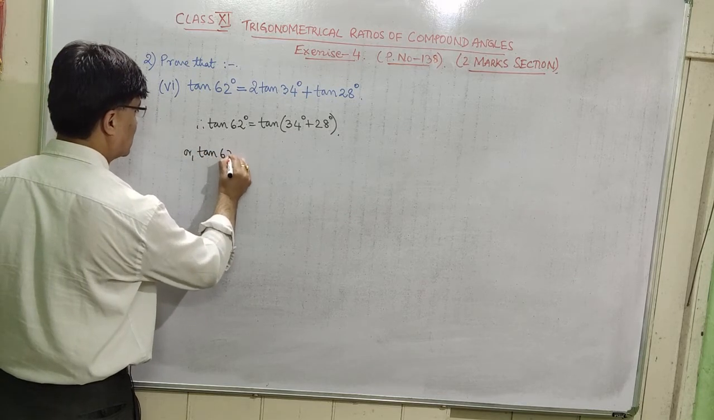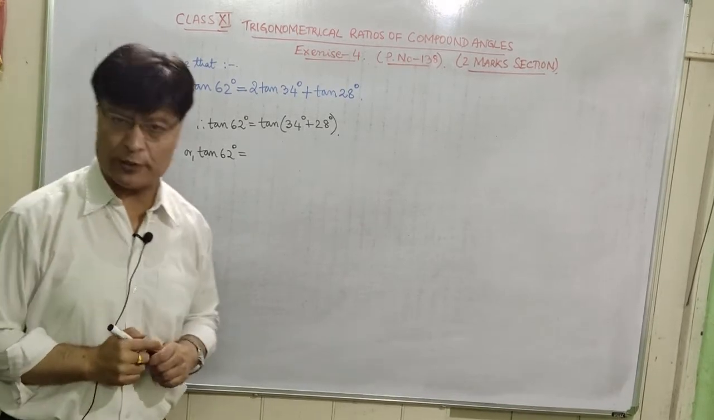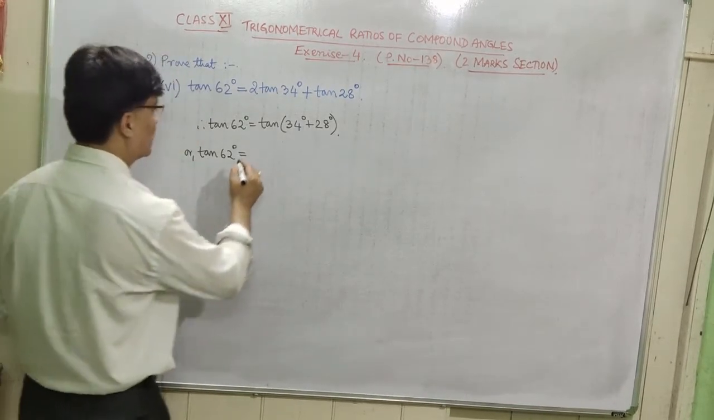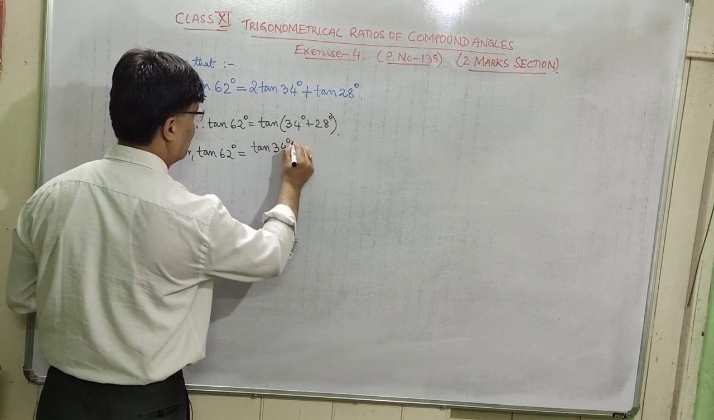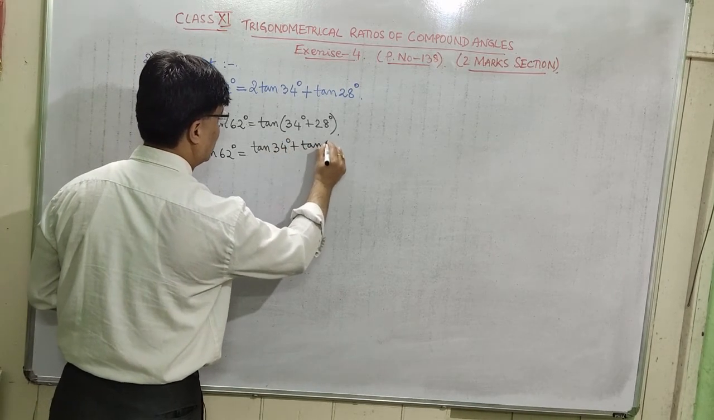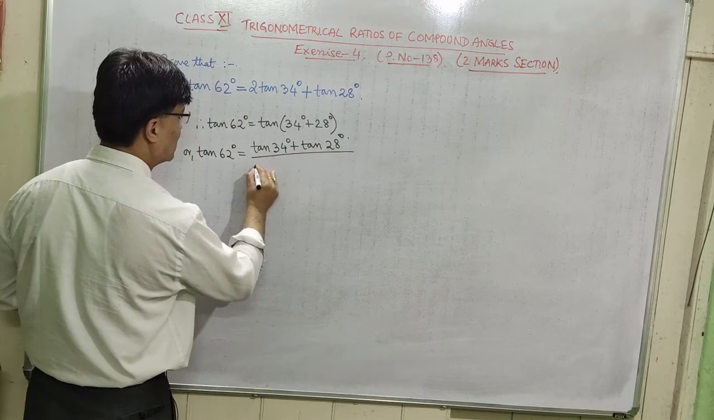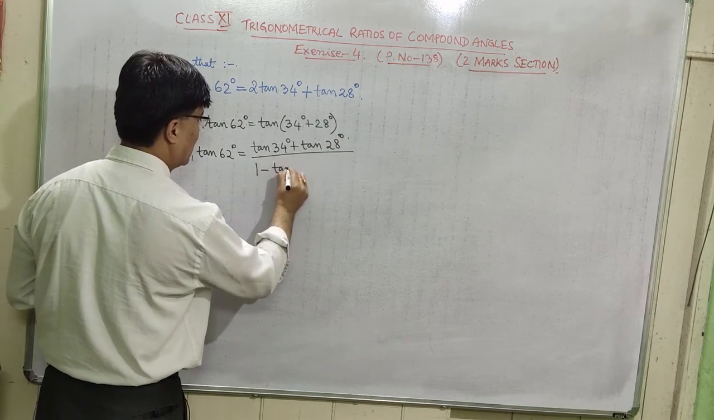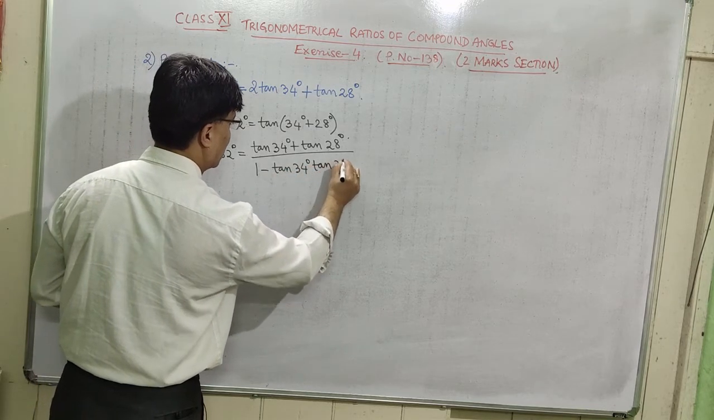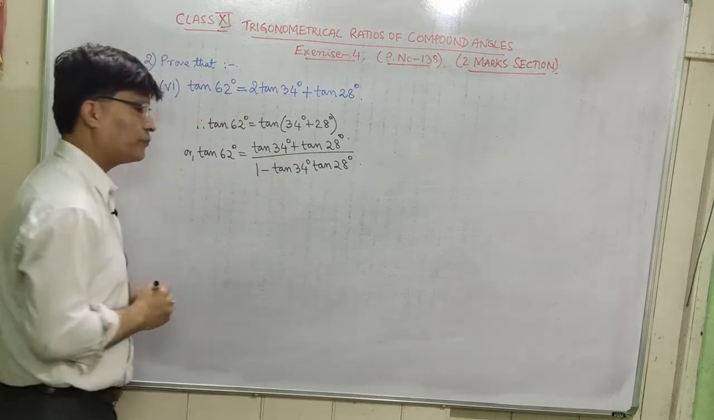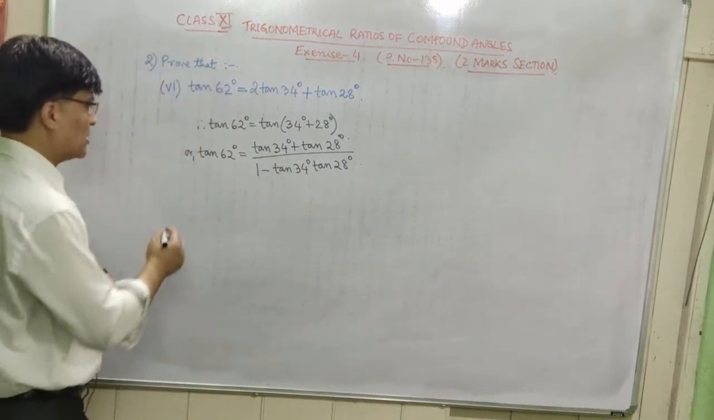So it is tan 62 degree is equal to, on the right hand side you can use the formula of tan of a plus b. What is tan a? Tan 34 plus what is tan b? Tan 28 degree divided by 1 minus tan a tan b. Here tan a is tan 34 degree and tan b is tan 28 degree. So is that understood now? So now what will you do in the next step?